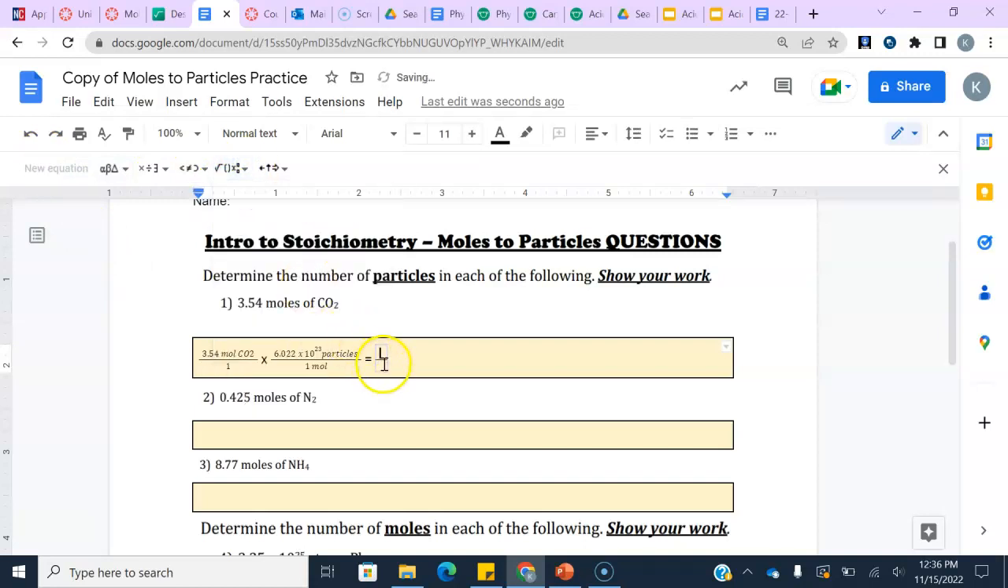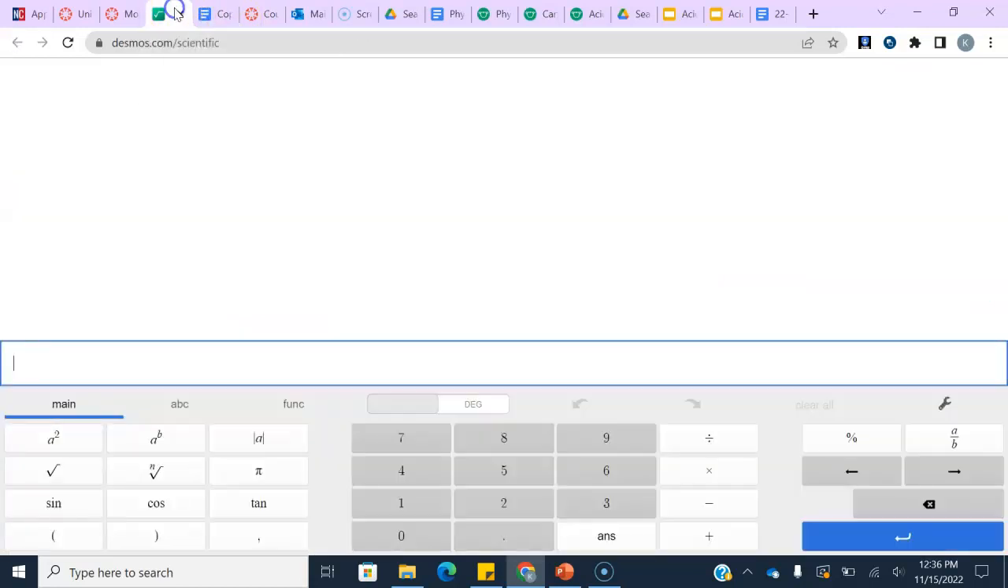So if we multiply through on the bottom, we'll have 1, and the mole eliminates, so that will be gone. Now for the top, we have to do 3.54 times 6.022 times 10 to the 23rd. So this is where our calculator comes into play. The first thing I'm going to do is Avogadro's number. I'm going to start with the parentheses just so everything calculates correctly.